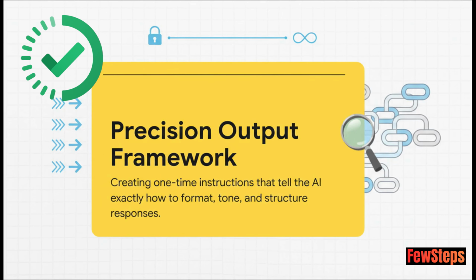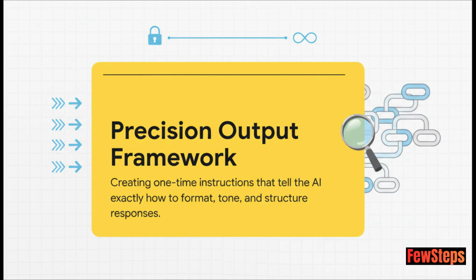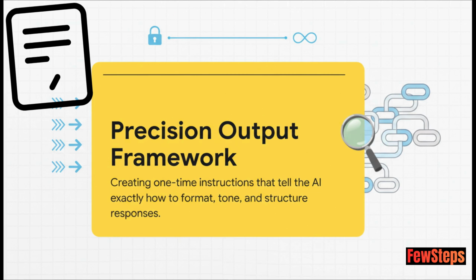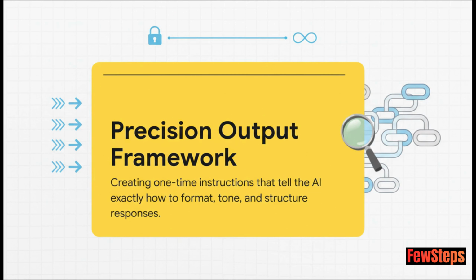And here's the most crucial part. The precision output framework is a one-time setup. You create this detailed set of rules for the AI once, and it follows them forever within that specific notebook. It's a set-it-and-forget-it deal. No more reformatting answers or asking the same clarifying questions over and over again.